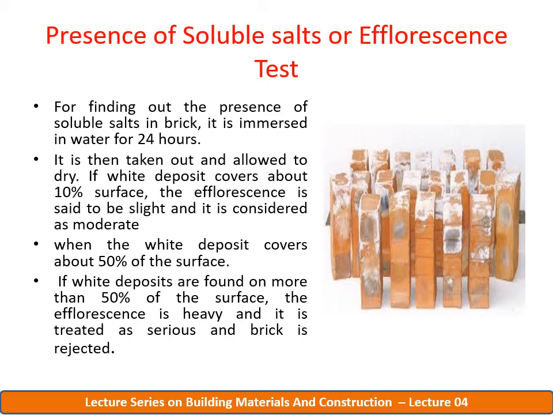Next is the serious efflorescence. In case of this type, efflorescence is said to be serious when there is powdering or flaking of salt on the exposed surface of the brick. So it will cover the maximum surface of the brick. If white deposits are found on more than 50% of the surface, the efflorescence is heavy and it is treated as serious, and the brick will not be used for construction purposes and it will be rejected.